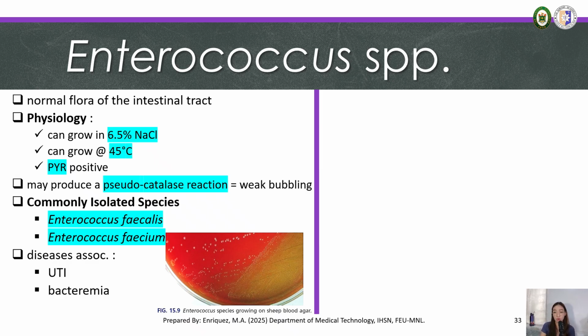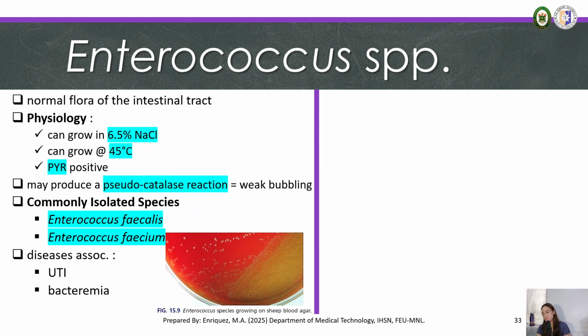Catalase test is usually performed to differentiate Staphylococcus from Streptococcus, 'di ba? And if you would remember, Staphylococcus species are catalase positive, 'di ba? And a positive result is indicated by effervescence or abundant bubble formation. So sinasabi po dito that Enterococcus species is capable of producing a weak result. Okay? So ayun po. Identification of the species level is based on biochemical characteristics para daw po ma-differentiate natin yung Enterococcus faecalis and faecium.